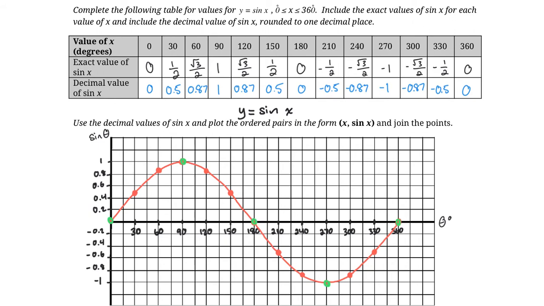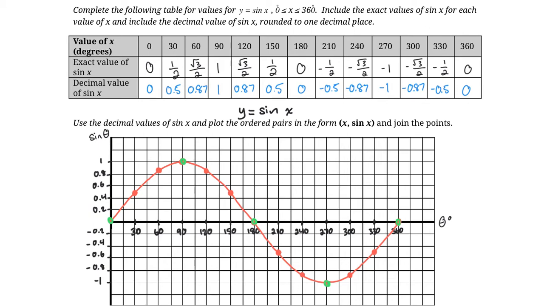A way to remember where your maximum value is and where your minimum value is: in between your first 2 x-intercepts, in between 0 and 180 degrees, right in the middle of that is 90 degrees. And that's where our first maximum value is, at 1. And in between the last 2 x-intercepts at the end of your cycle, so between 180 degrees and 360 degrees, right in the middle of that is 270 degrees, and that is where your minimum value is at -1.